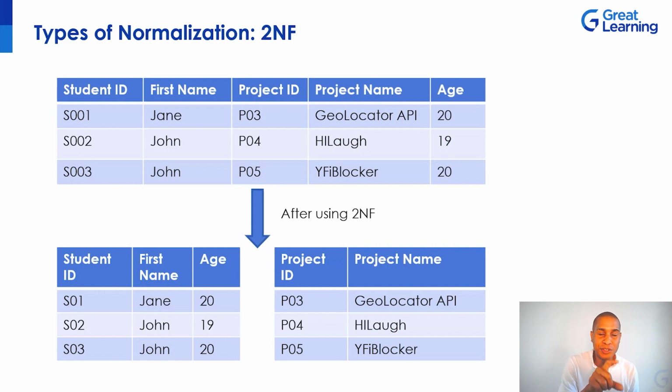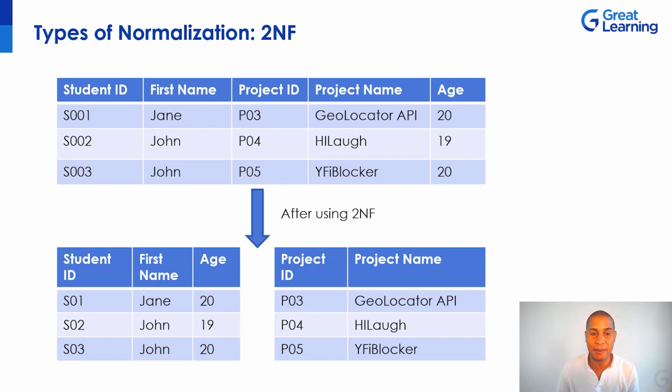So student ID is unique in primary, and it's related to first name and age, while project ID is unique in primary and connected to project name. So we can separate those two tables to make sure they follow the second normal form, by creating two tables, one with student ID, first name, and age, and then the second table, which is project ID, connected to the project name.